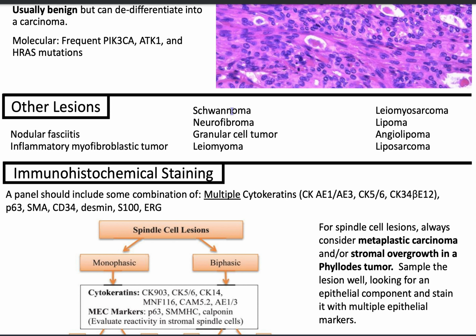Schwannomas are well encapsulated. You'll have Verocay bodies, Antoni A, Antoni B, and within Antoni A, you'll have your Verocay bodies, or Verocay regions. Neurofibroma, you can have granular cell tumors. Look for the pustulo-ovoid bodies of Milian in the cells themselves. Leiomyoma, leiomyosarcoma, lipoma, angiolipoma, and liposarcoma.